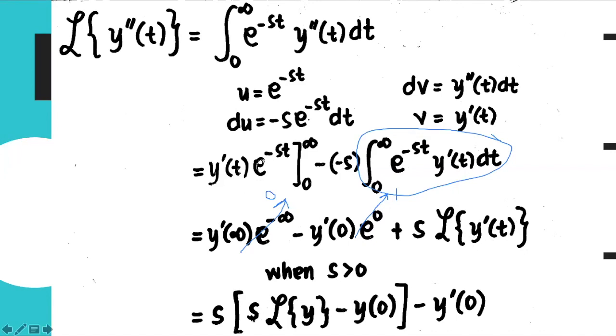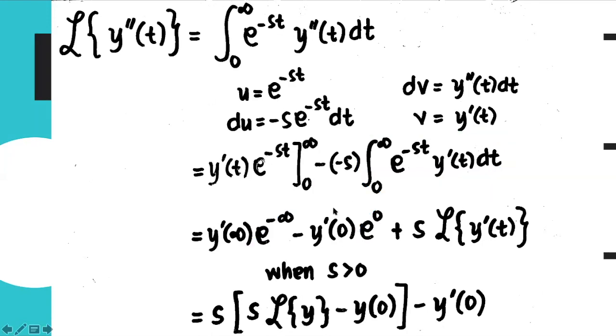To this one, s times Laplace of y minus y of 0. So we plug in the value of this Laplace. Okay, and then you have minus y prime of 0. So from this term is 0. So you need not to put here my plus 0. It's understood. Okay, questions?